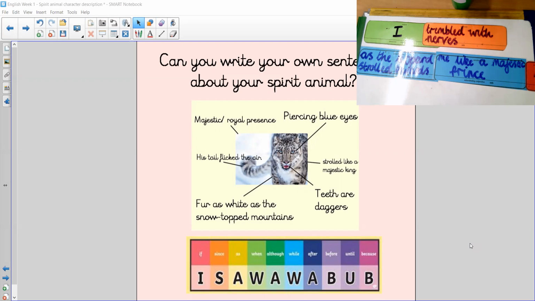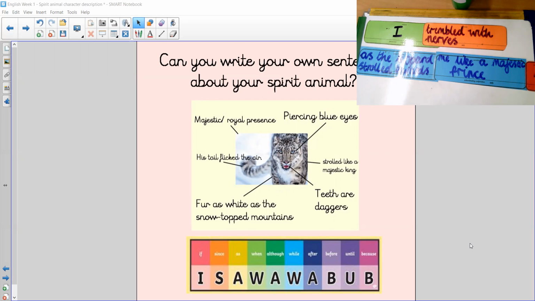Now, when you come to write yours, you don't necessarily have to write about something that your animal is doing. It might just be about how it looks. Okay, it might be about it approaching you. So it might be: majestic leopard approached me. Let's have a little think. As I waited under the mango tree. Okay, it might be just about what it looks like, or it might be about something that it's doing.